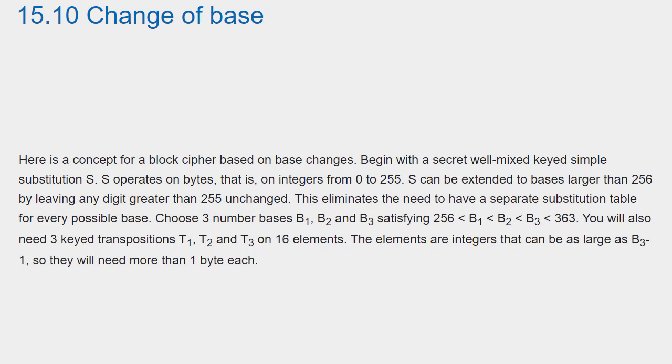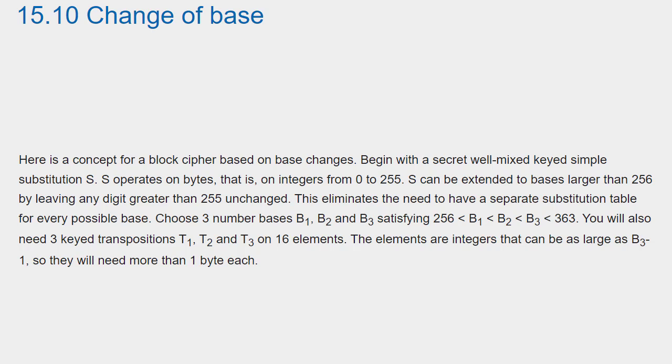Here is a concept for a block cipher based on base changes. Begin with a secret, well-mixed, keyed simple substitution S. S operates on bytes, that is, on integers from 0 to 255. S can be extended to bases larger than 256 by leaving any digit greater than 255 unchanged. This eliminates the need to have a separate substitution table for every possible base.